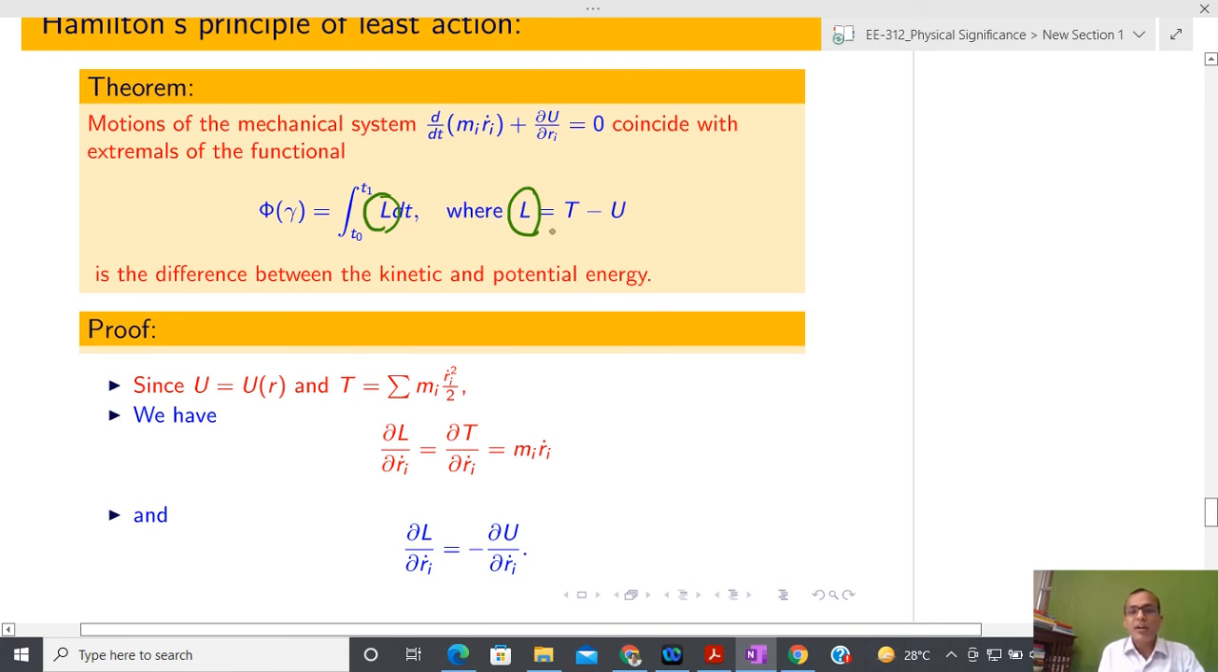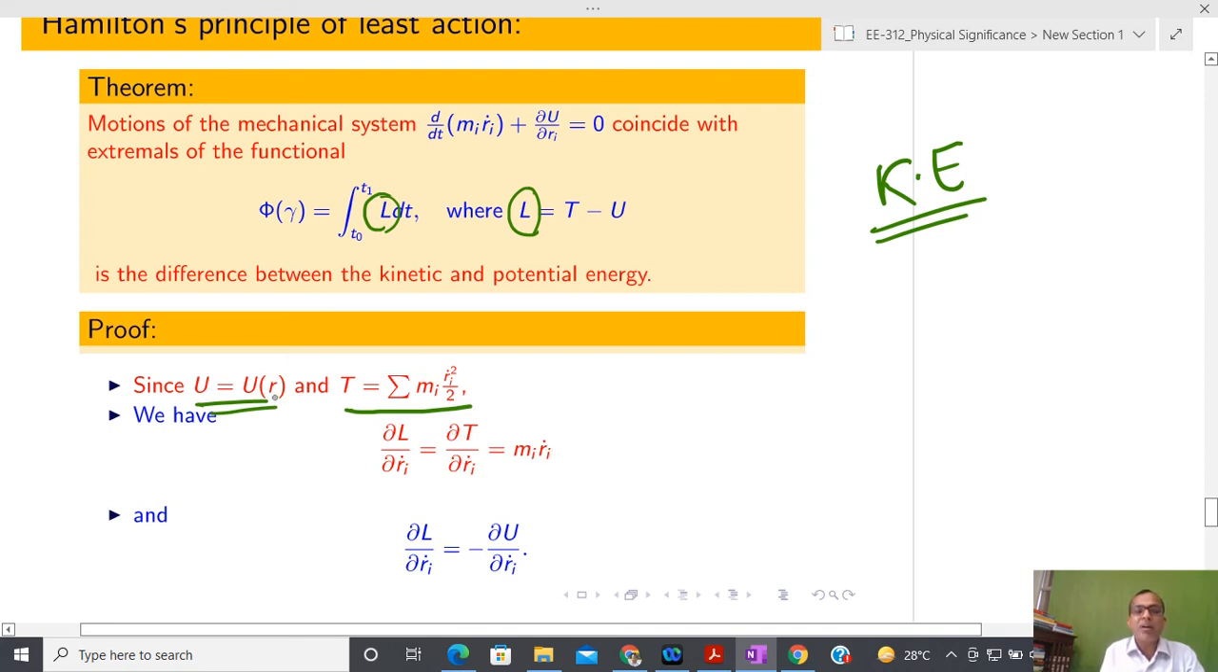Now, kinetic energy is associated with the rate of change of motion. Within 5 minutes I will complete this class. Kinetic energy I have written as m r dot squared by 2. Potential energy is just due to a state, some kind of physical state, so it is a function of r. If you calculate dou L by dou r dot, then only this term comes into the picture, m r dot.